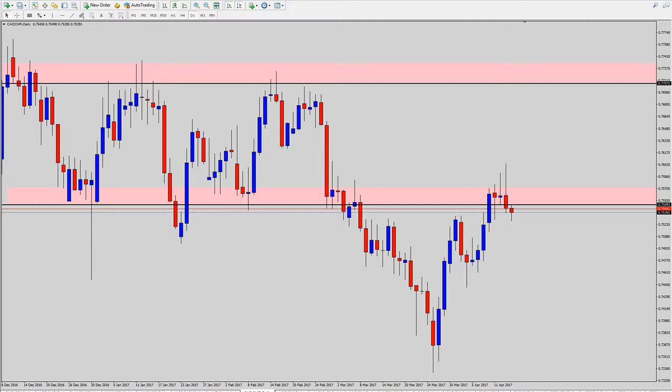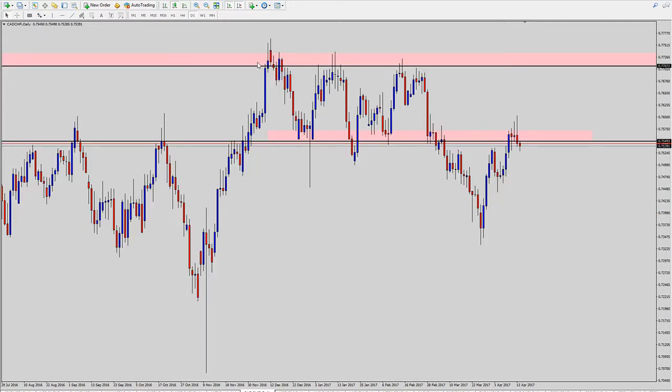Next up we have CAD Swiss on the daily chart. Let me zoom out for a little bit, and as you see, we are in a downtrend.